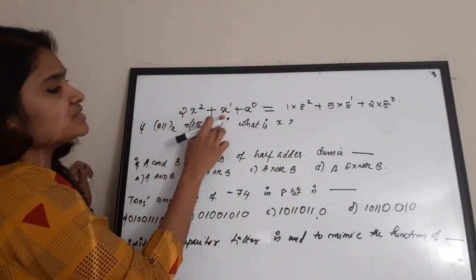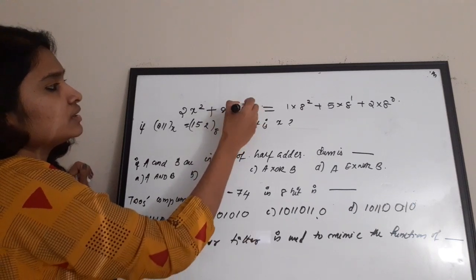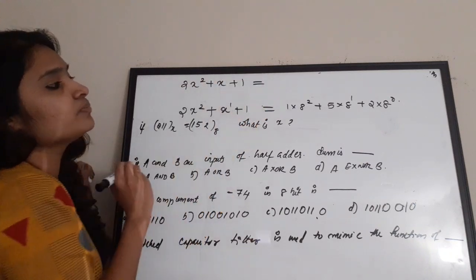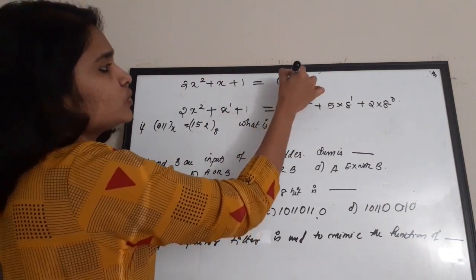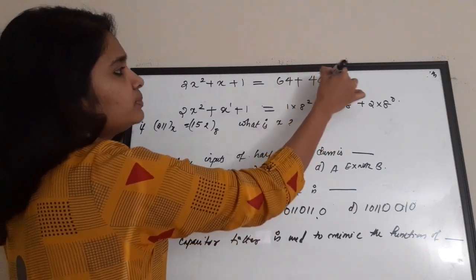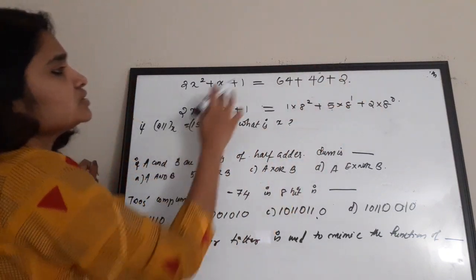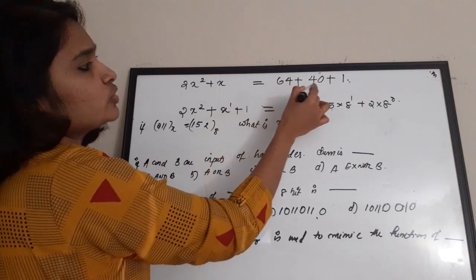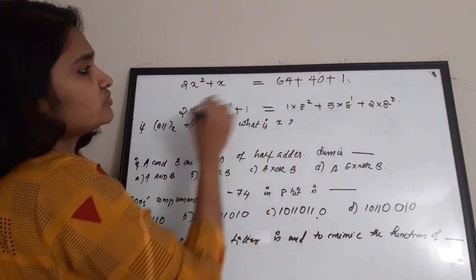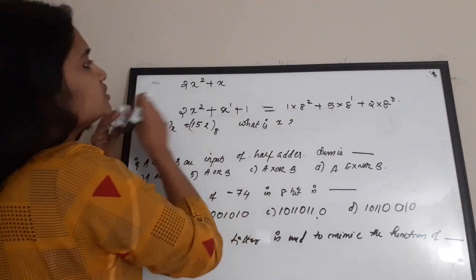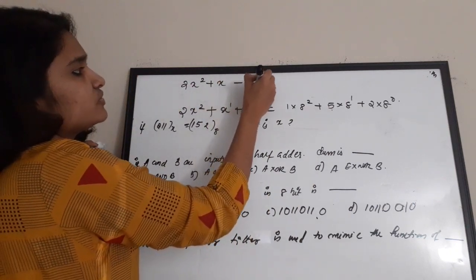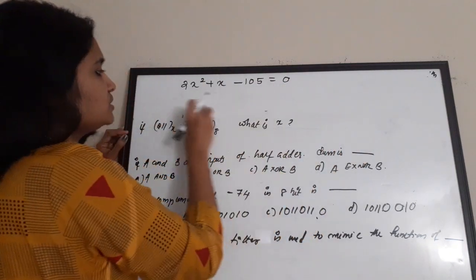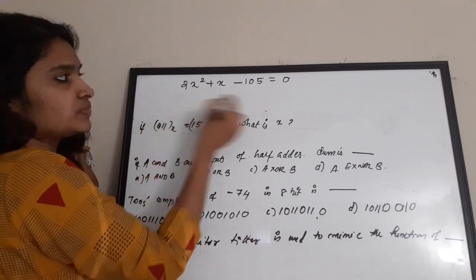So it is 2x square plus x raised to 0 is 1. So you can write this as 2x square plus x plus 1 is equal to 64 plus 8 5s are 40 plus 2, right? You can take this to this side and it will be 64 plus 40 is 104 plus 1 is 105. So it will be 2x square plus x minus 105 is equal to 0. Right, this is your equation. It is a 2-degree equation.